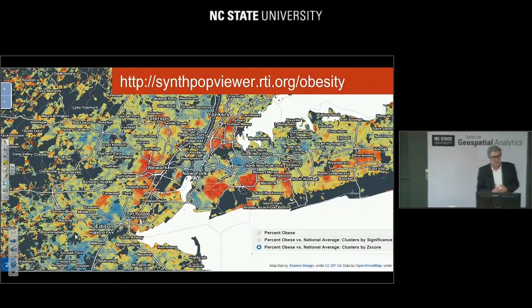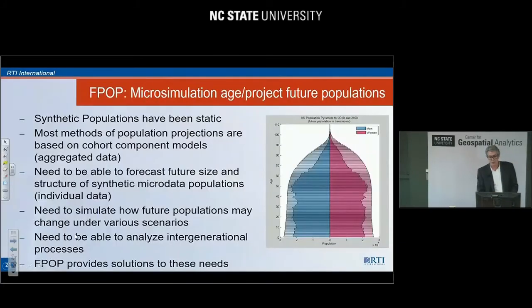If you look at CDC or NIH, they are going to only show you a map at a state level or county level of obesity. So this is a much more refined estimate.